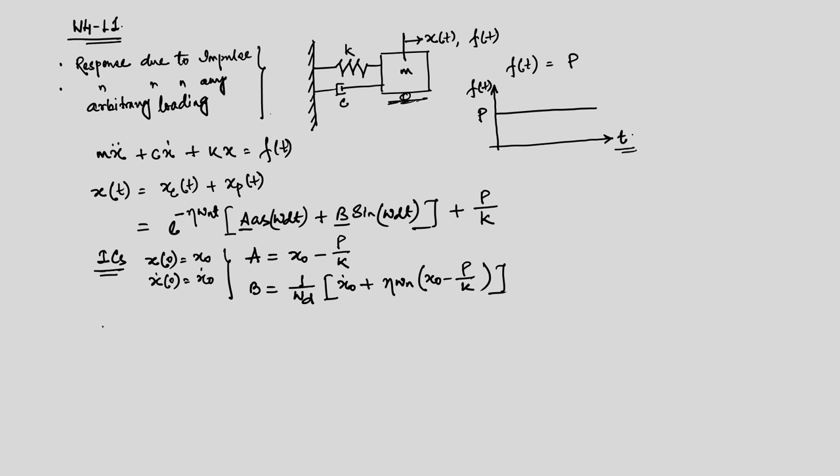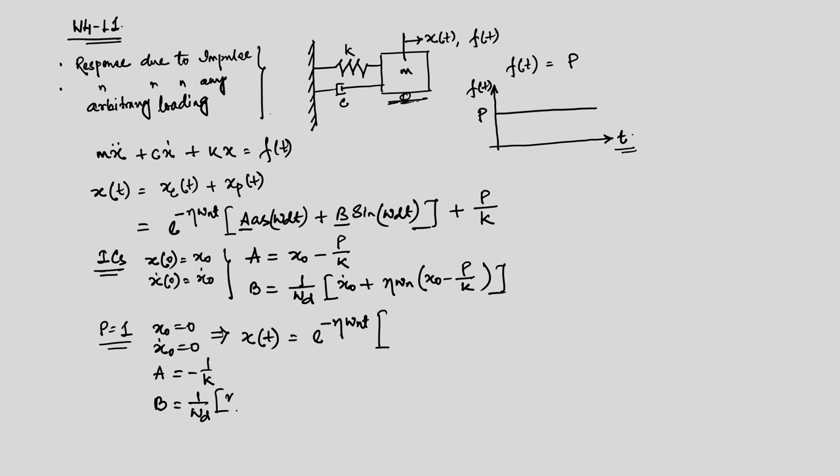Now, if you have a special case, just imagine we have P equal to 1 and then we have the initial conditions also. If we put P equal to 1, that means a unit force acting on the structure, then for that we have the solution, and let us also consider x naught is equal to 0 and x naught dot is also equal to 0. Then that is 0, 0 initial condition. So, x of t for this condition will be equal to e to the power minus eta omega n t. We can write down A will be equal to minus 1 by k and B will be equal to 1 by omega d, then within bracket eta omega n and then minus P by k.